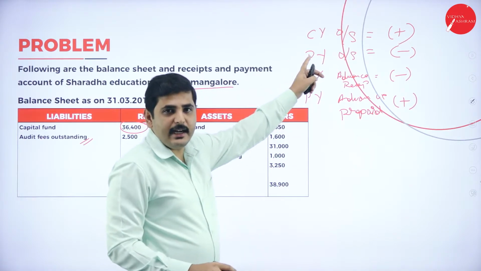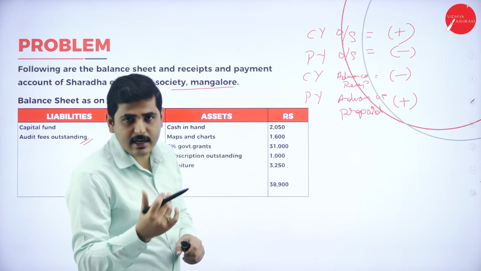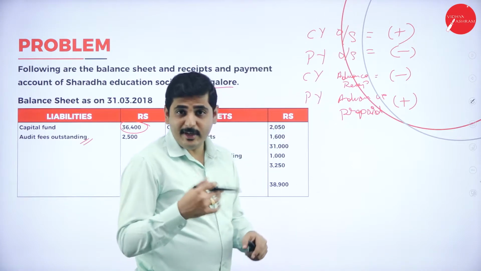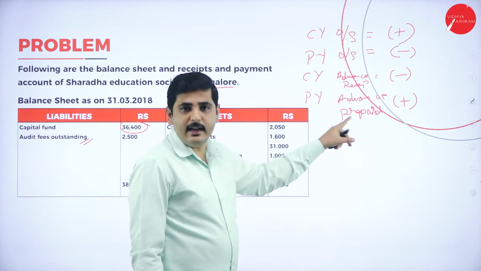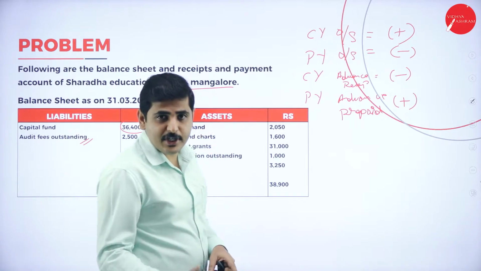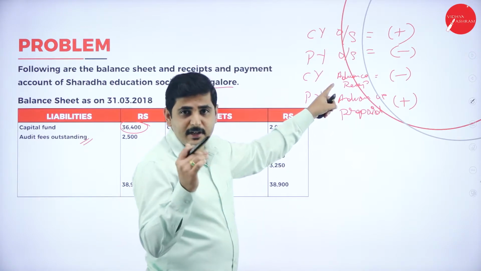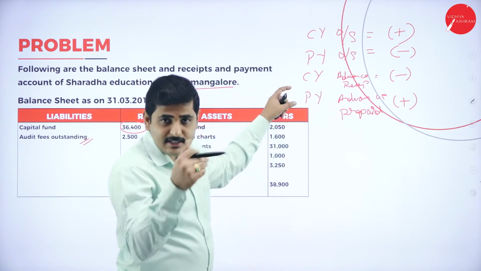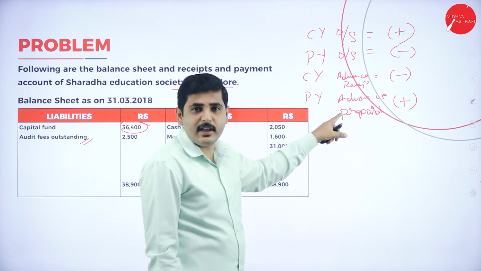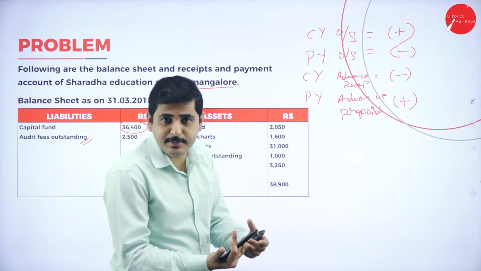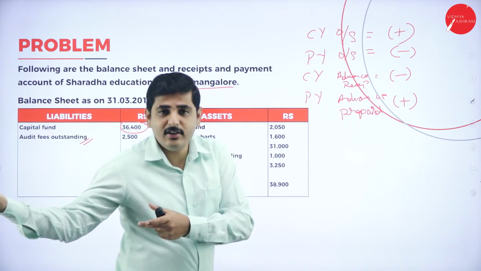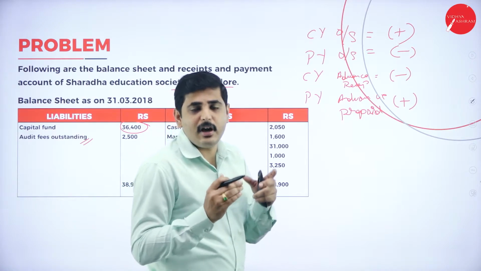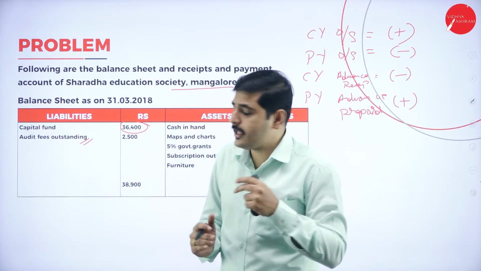Outstanding of the current year, for example salary outstanding, current year added, previous year deduct it. Advance payment of salary, previous year added, current year deduct it. Subscription received in advance in the previous year, added. Subscription received in advance in the current year, deduct it. Why? We received current year subscription for next year, so it will be utilized in the next year, so we should not take it this year. Only amounts or items belonging to the current year we should take to account.